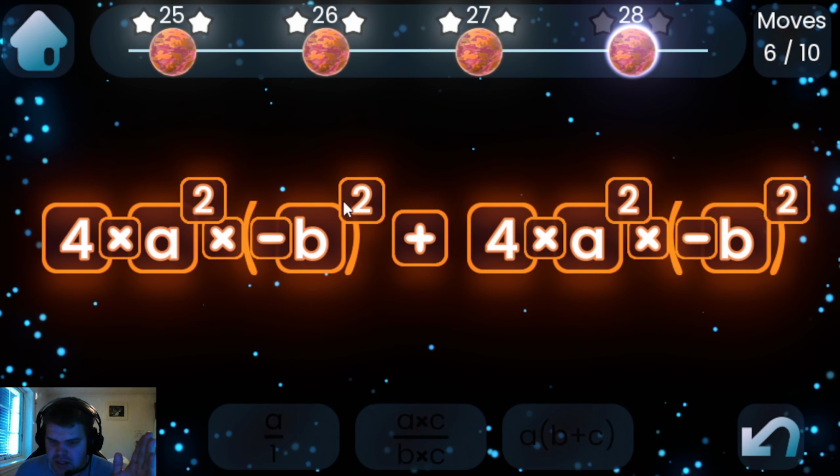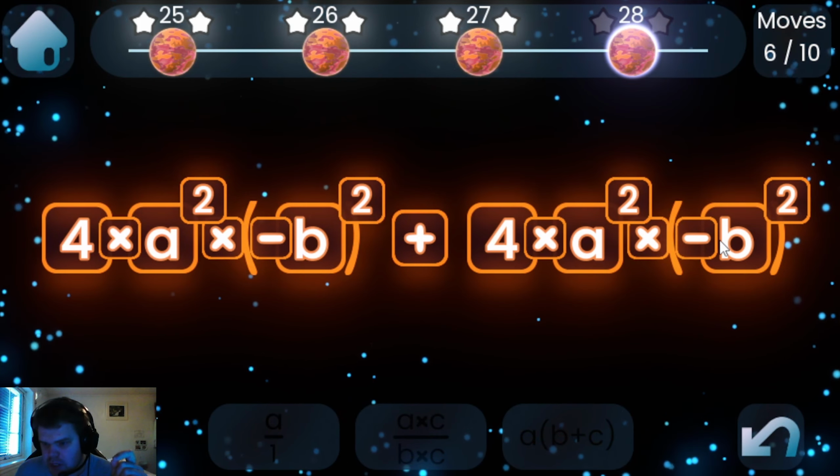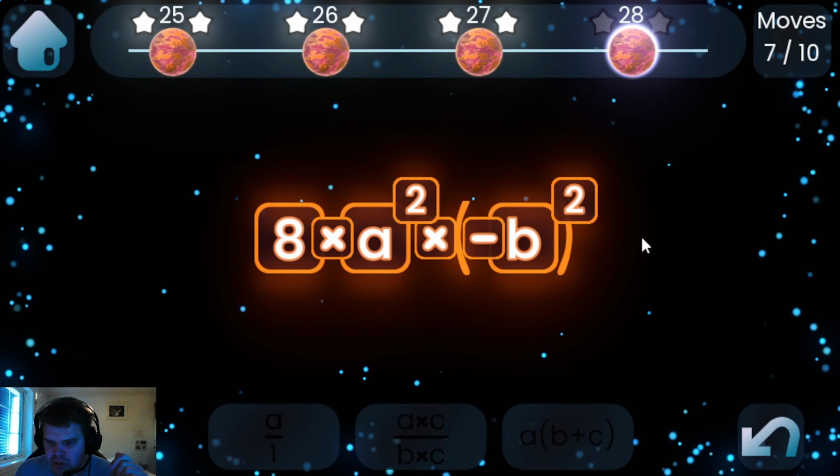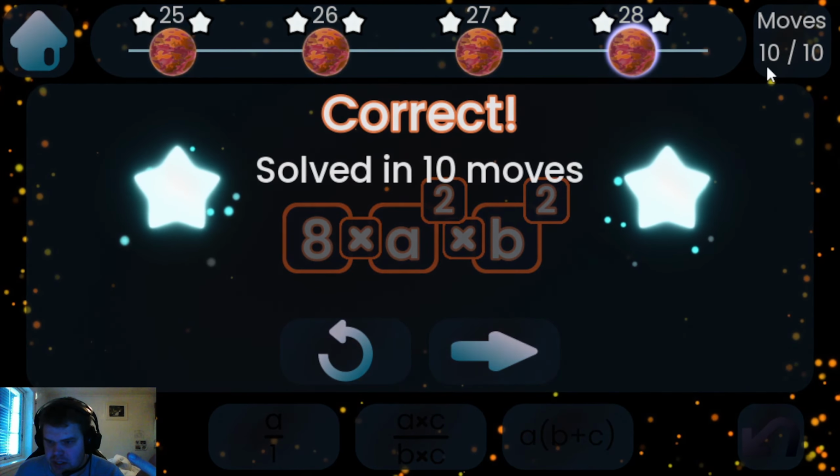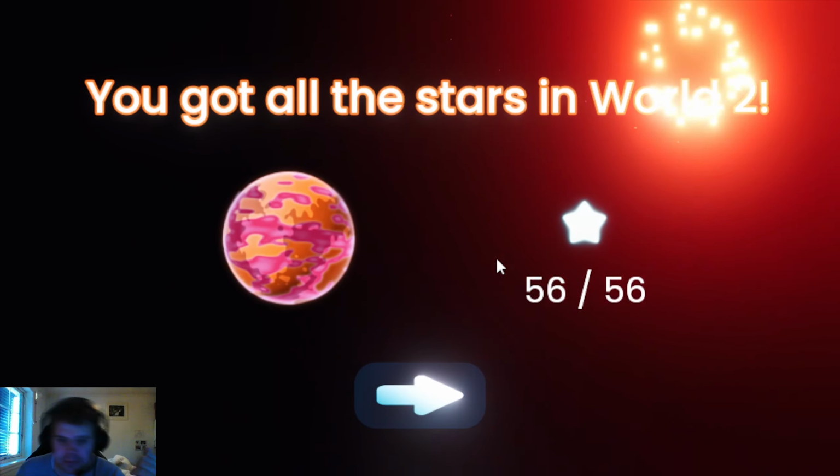So instead of fixing the minus b squared here and minus b squared here, I can put it on top of each other, and then I can just fix the minus b squared right away here. And that will be the 10 moves. And that should be world 2 done.